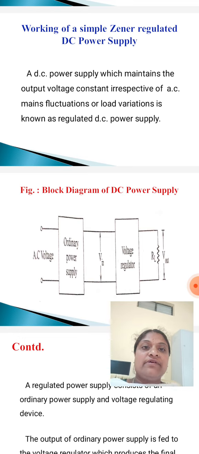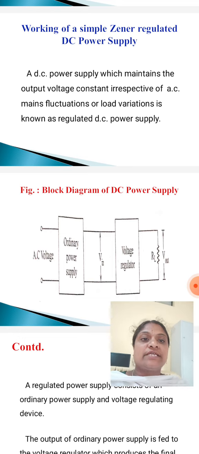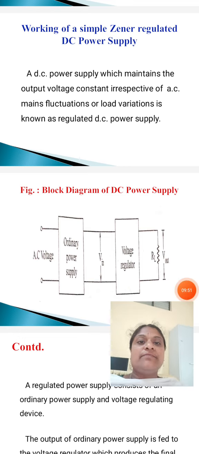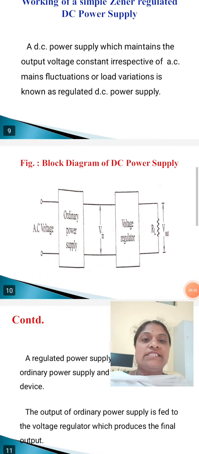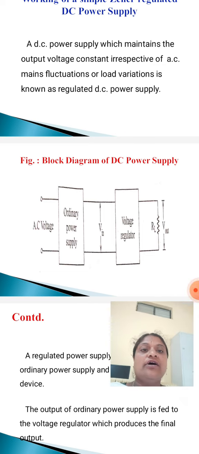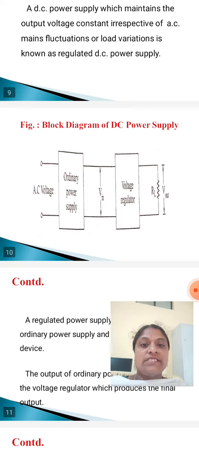A DC power supply which maintains the output voltage constant irrespective of AC mains fluctuations or load variations is known as a regulated DC power supply.